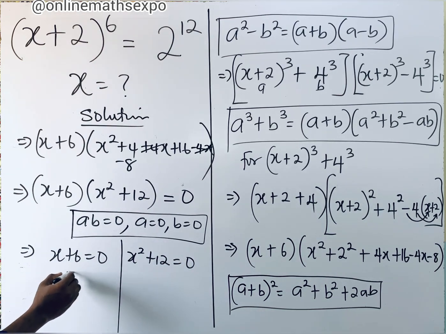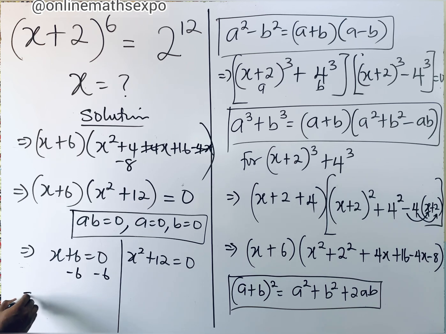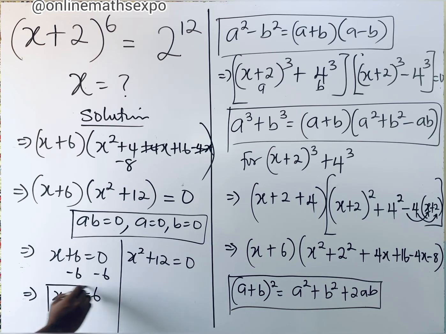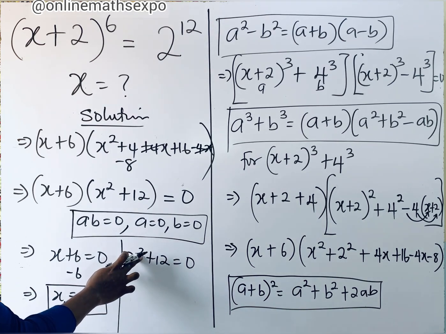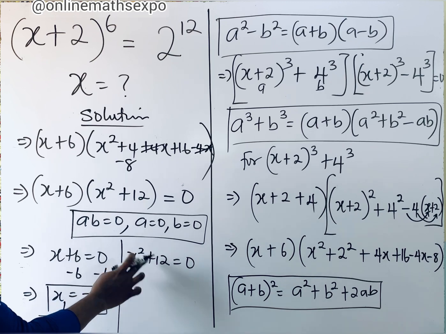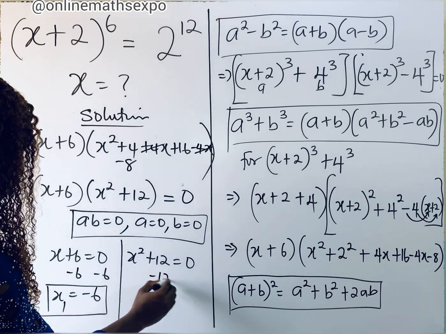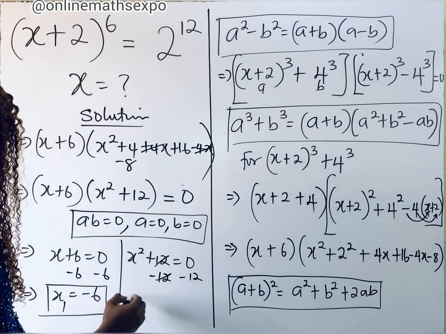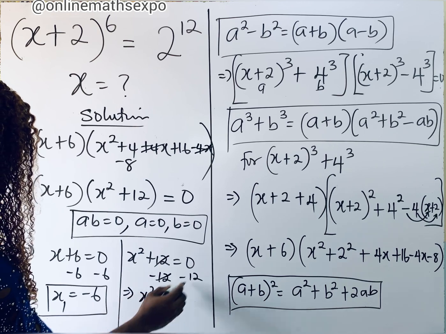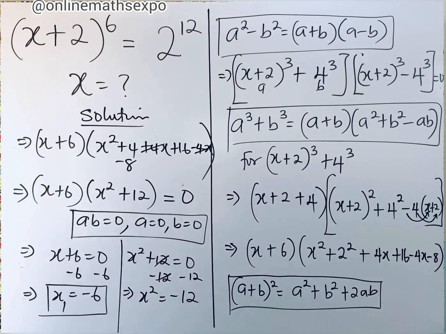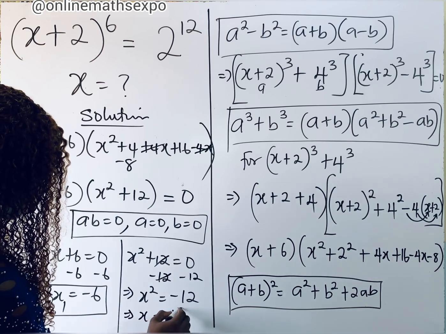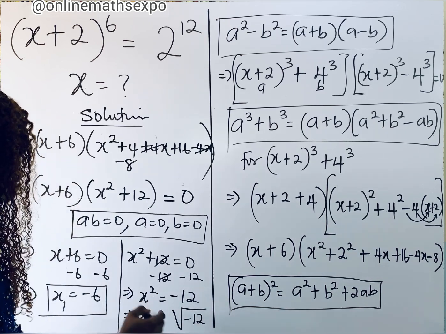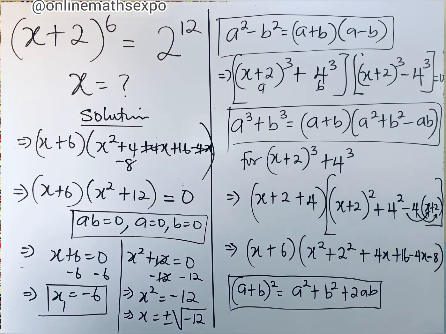To get x here, subtract 6 from both sides, and if you do that, x will give you negative 6. So we've gotten the first value of x. Now for this, what do you do? This is quadratic, because the highest power of x is 2. So you subtract 12 from both sides. If you do that, you are going to have x squared is negative 12. So to remove this square, you need to square root both sides. And remember, to do it, you take both the positive and negative value.